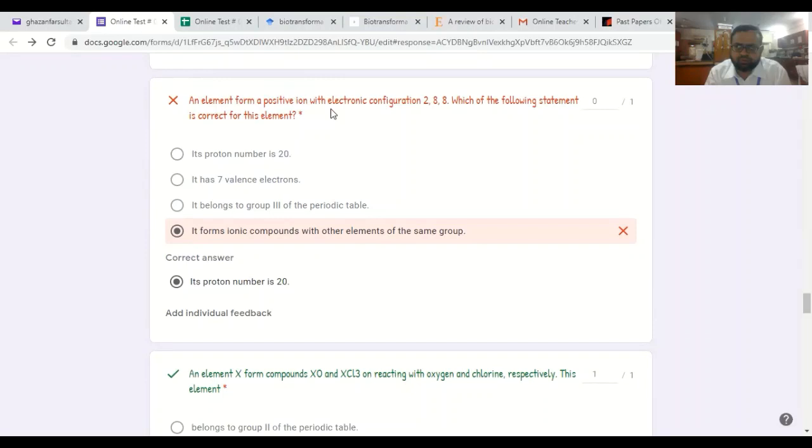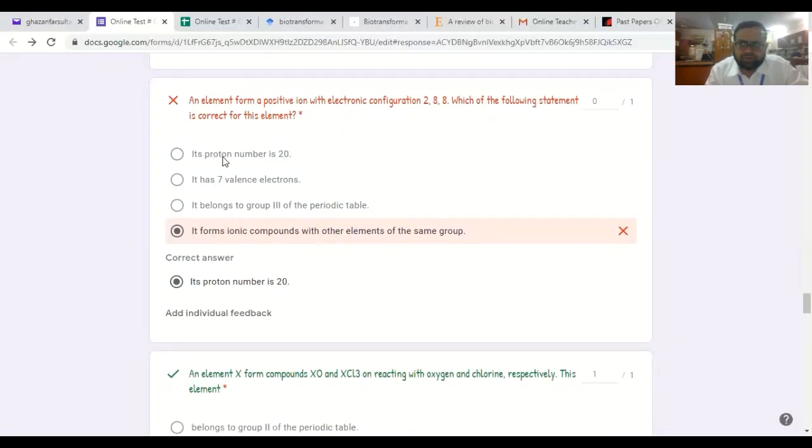An element forms a positive ion with electronic configuration 2,8,8. Which of the following statements is correct for this element? You should know it is forming a positive ion. If a positive ion is formed, it always loses some electrons, either 1, 2, or 3.